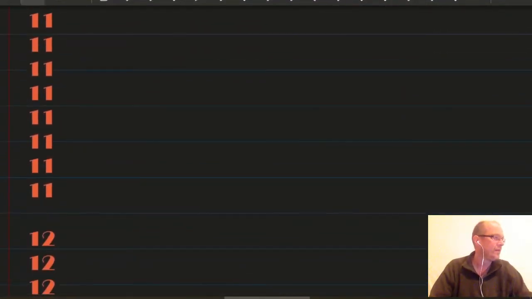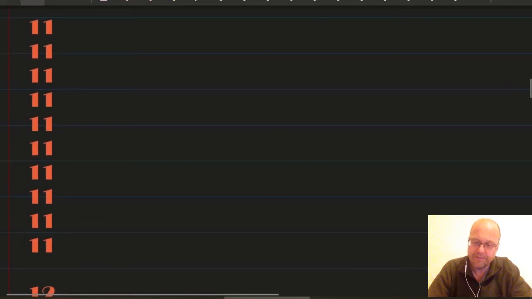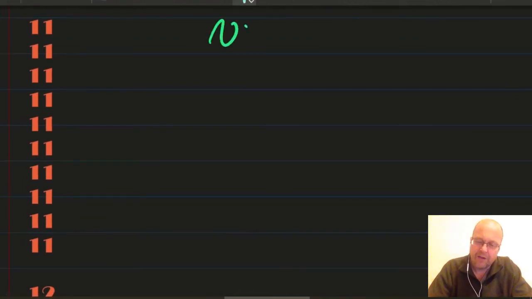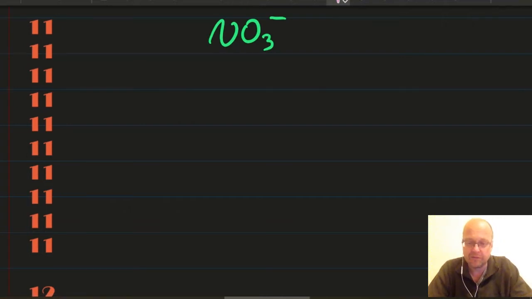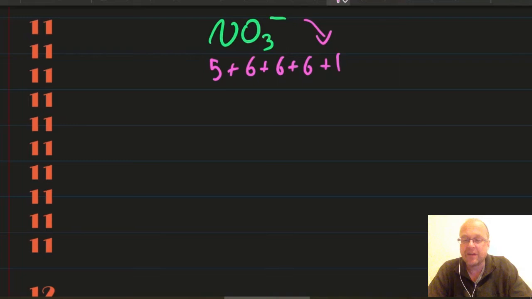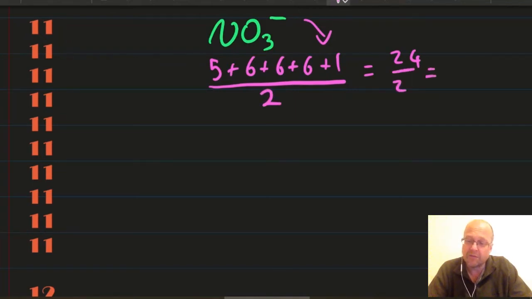So that's 10. 11, the nitrate ion. I would advise you learn how to draw this without doing it from first principles, but let's do it from first principles. Nitrogen's in group 15, oxygen's in group 16, and an extra electron there. So that's how many valence electrons there are. 24. I'm interested in pairs of valence electrons, so I'm going to divide by 2. That gives me 12 pairs of electrons.